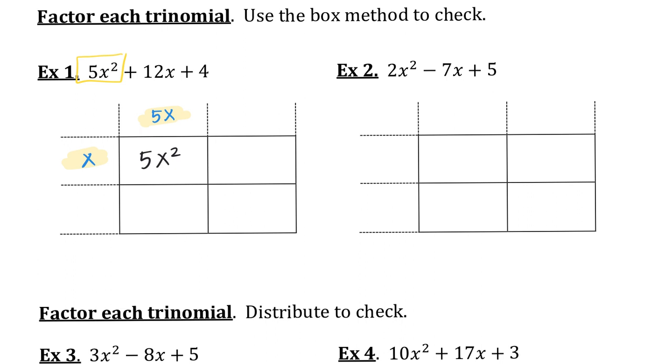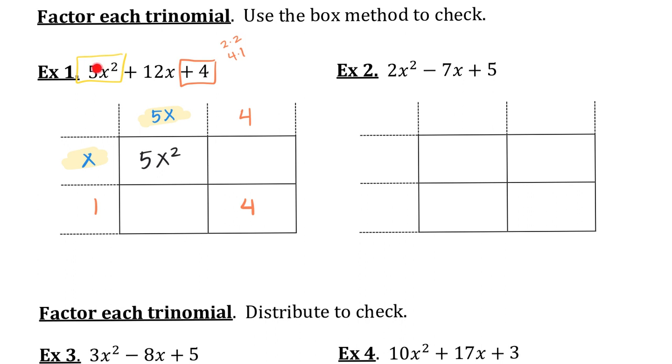Okay, now let me see. Now I'm gonna look at the last term, the c term. Okay, I'm gonna think of what I times to get 4. Well, that's a little trickier because I could do 2 times 2 and I could do 4 times 1. Okay, I'm gonna make a guess about which one I think is correct. And if I'm wrong, I'll just try the other one. Okay, but since this is all positives, I'm gonna put all positives. So let me just try 4 times 1.